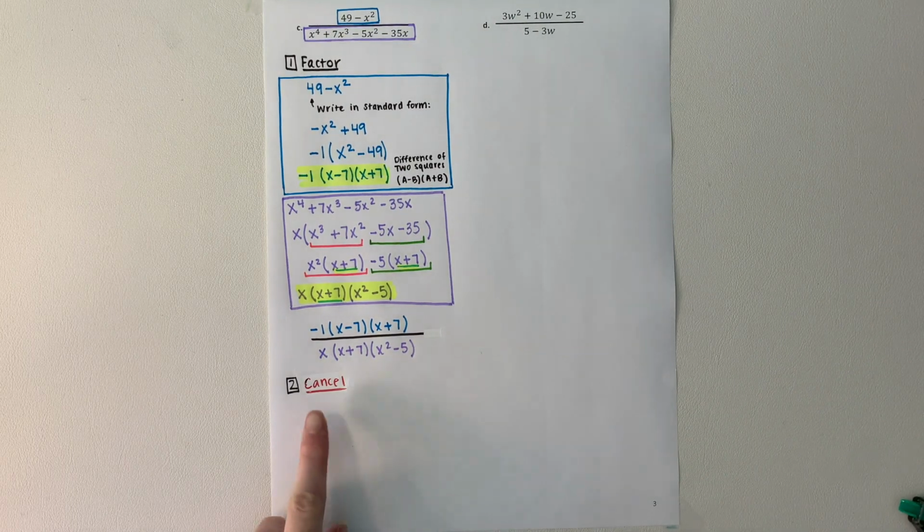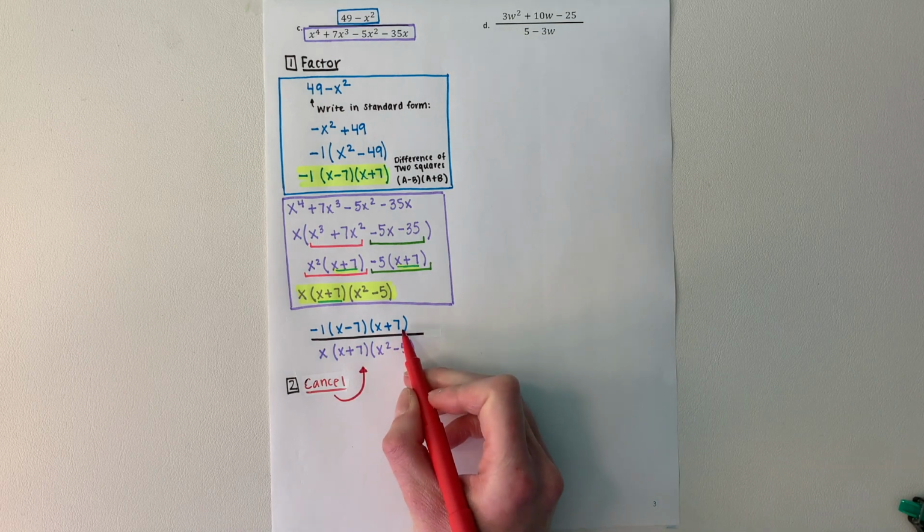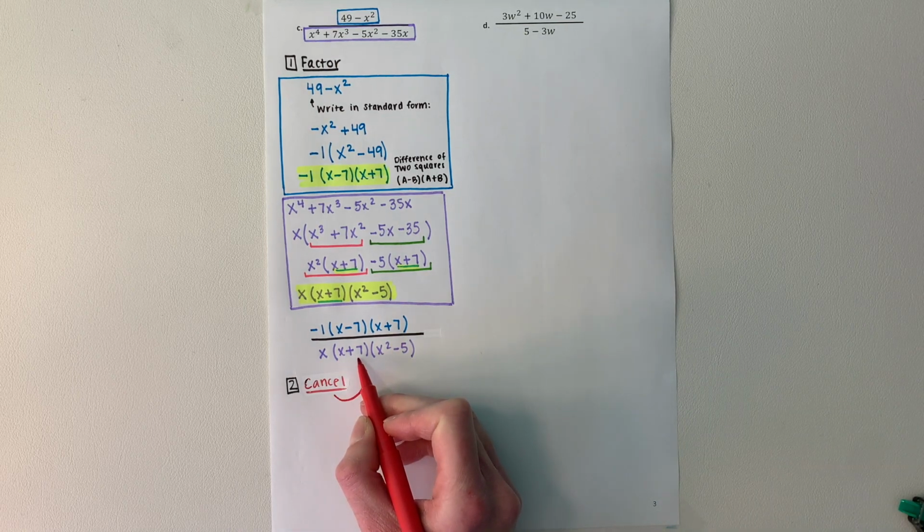For step 2, we're going to cancel. I see that the factor x plus 7 appears in both the numerator and the denominator.